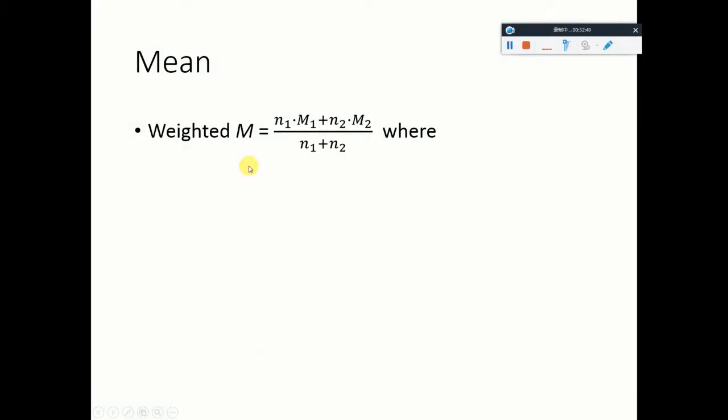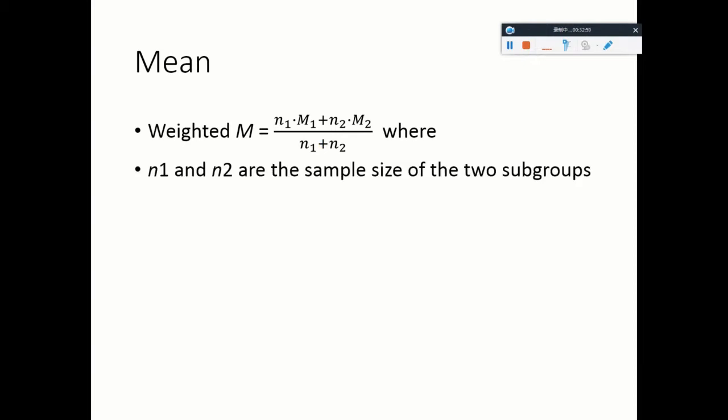So the weighted mean will be computed by using this formula. It looks quite a handful, but it's actually very simple and very easy. Where N1 and N2, let's look at the denominator, right? N1 and N2 are the sample sizes of the two subgroups.